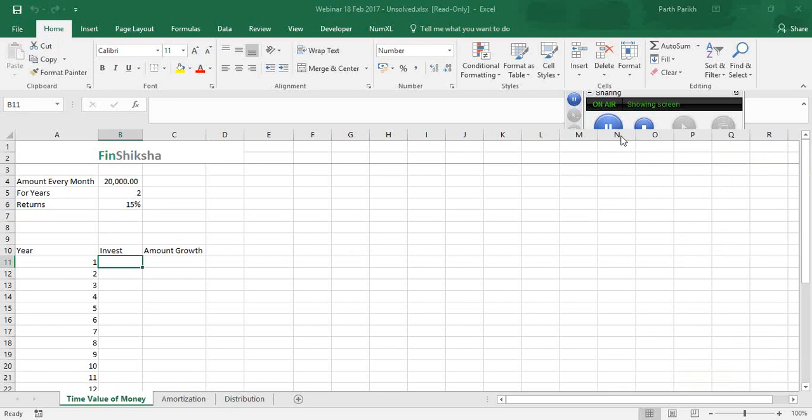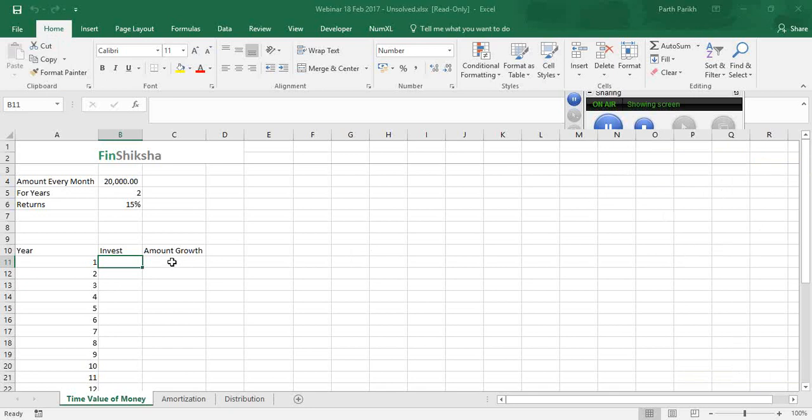So over here, the first thing which we are going to do is the time value of money. It's a basic concept in finance, like present value, and finding out the future value of an investment or money which we have or which we want to grow after a particular period of time. So that's the concept of time value of money.